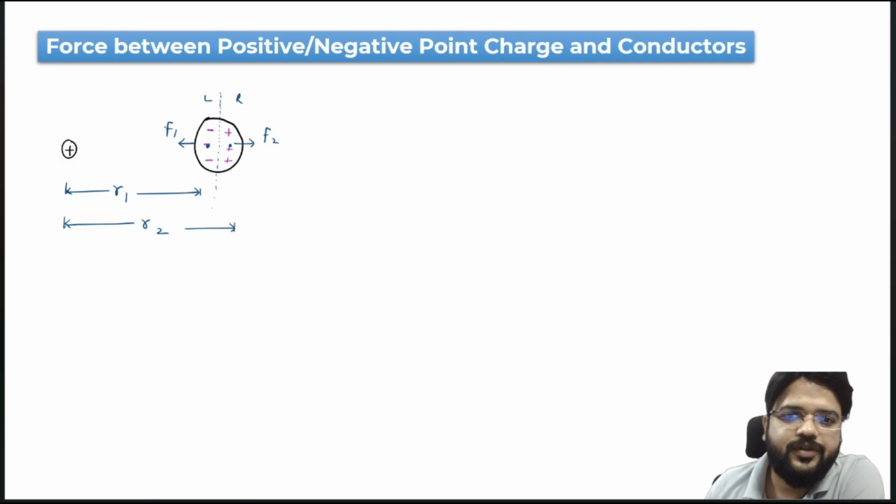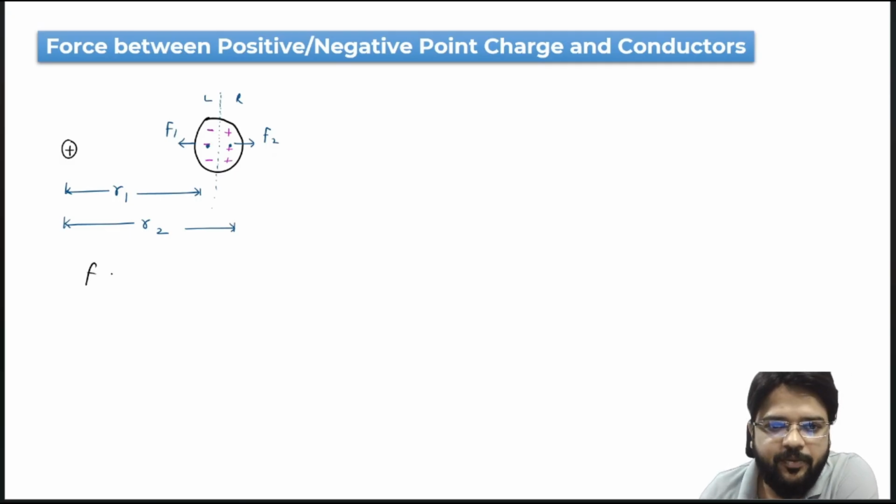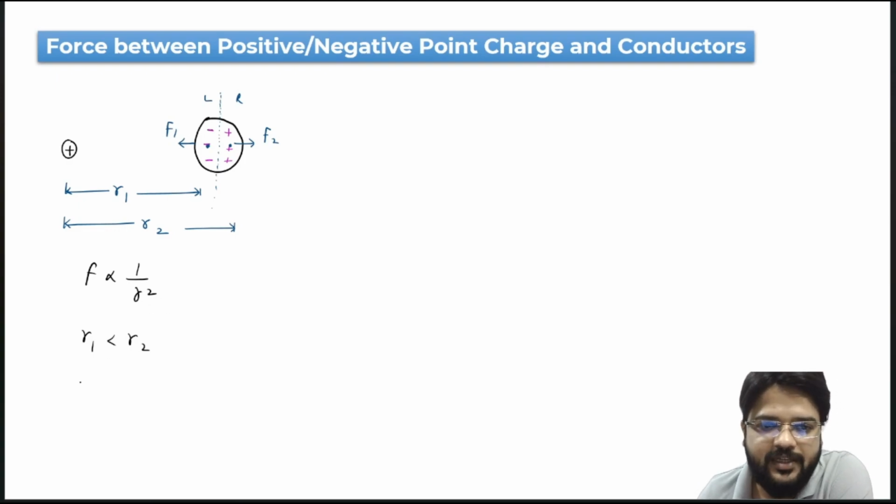According to Coulomb's law, we know one thing, everyone. Force is inversely proportional to the square of distance. Correct? So here we can see R1 is less as compared to R2. So if R2 is greater, then definitely F2 should be less. Means F1 is greater as compared to F2.